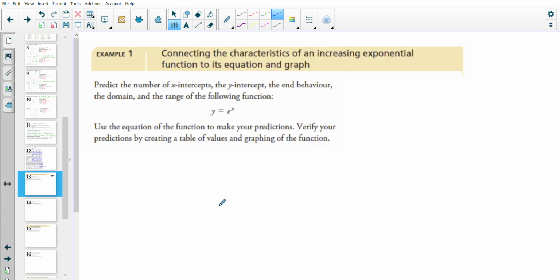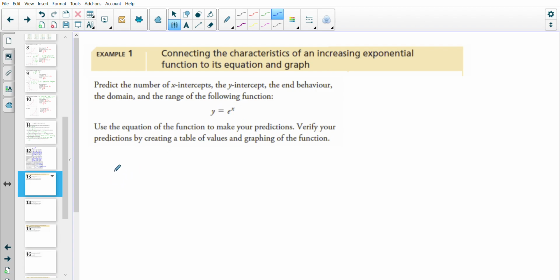Example 1, predict the number of x-intercepts, y-intercept, and end behavior, domain, and range for the following function. Use the equation of the function to make your predictions. Verify your predictions by creating a table of values and graphing the function. So use the equation here.